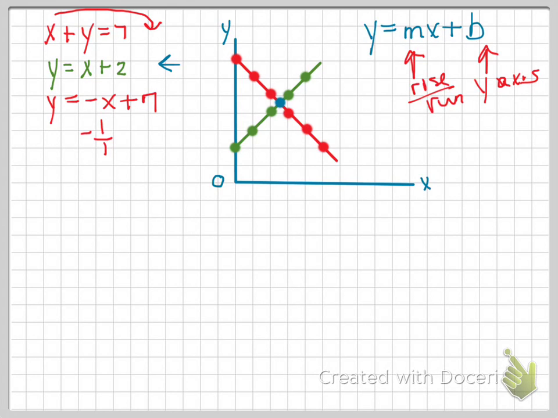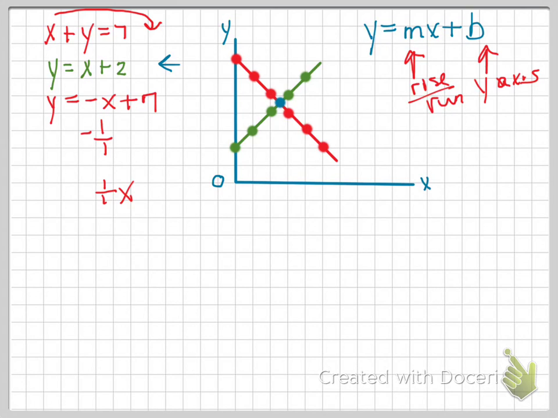For the second equation, we start at the y-axis at 2 because that's where it intercepts. And then our slope can be stated as 1 over 1. So that means we rise up 1 and we run over 1. And so we see that indeed these two have one solution, meaning they have an x and y coordinate.